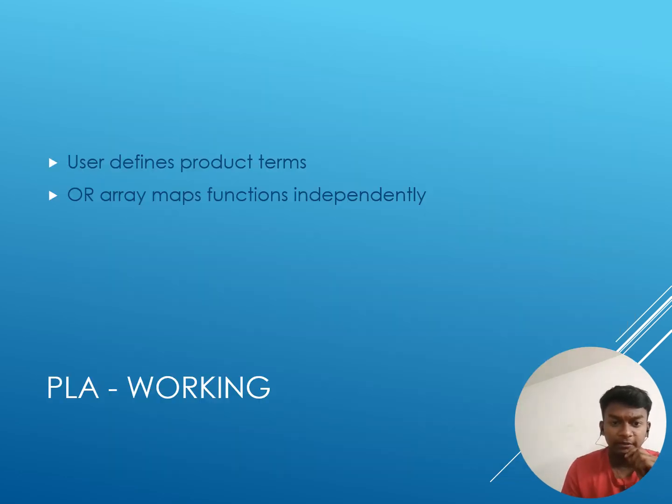Working of PLA. User-defined product terms or array maps functions independently. In PLA, each output function is independent because both the AND and OR arrays are programmable, allowing any function to be formed without restrictions. PLA optimizes logic by sharing common product terms between functions, reducing the number of gates and simplifying the overall circuit.